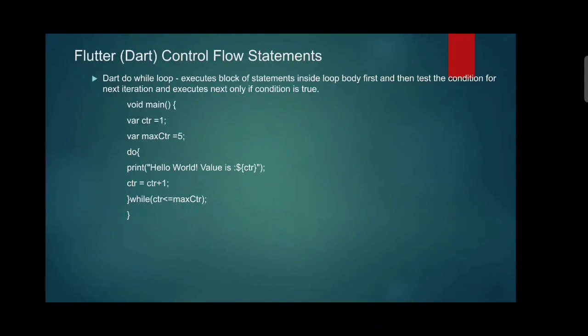Next, we have the do while loop. It executes the block of statements inside the loop body first, and then tests the condition for the next iteration and executes next only if the condition is true.